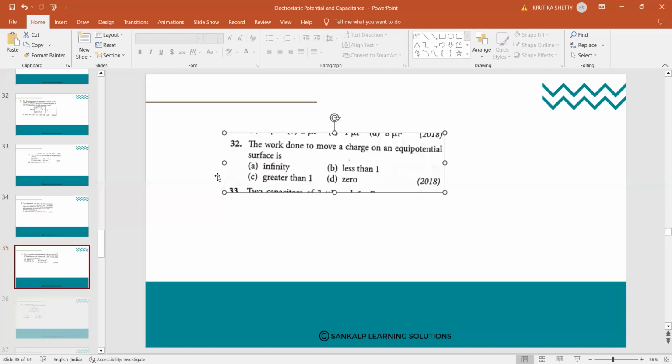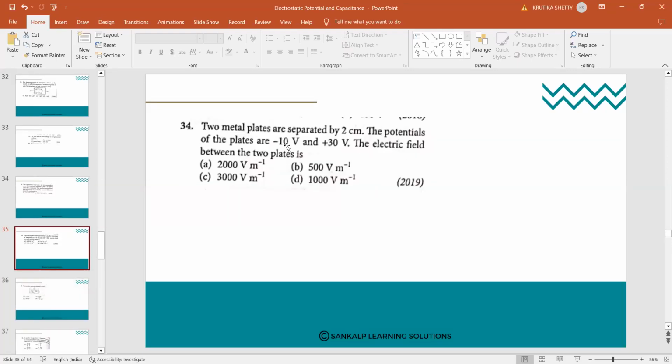Two metal plates are separated by 2 centimeters. The potentials of the plates are minus 10 volt and plus 30 volt. The electric field between the two plates is?